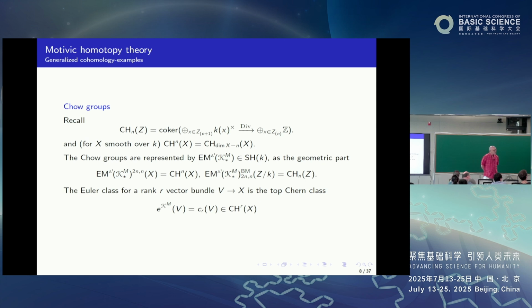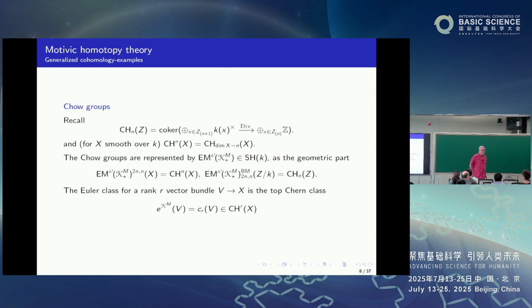But these Chow groups are represented by an object, by a spectrum in the Motivic stable homotopy category over K. One way of representing them is by the so-called Eilenberg-MacLane spectrum of the homotopy module given by Milnor K-theory. So that's a real mouthful.